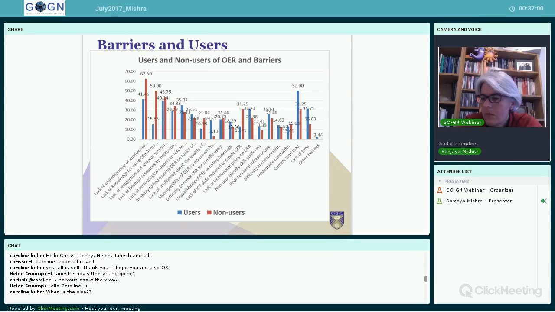But the users always have a lower perception of barriers about OER, except in a few cases. For example, users have indicated barriers on lack of technical support, lack of institutional policy, and lack of time and current workload. So those who have used OER see that these are the barriers, whereas those who have not used OER before just said that all those things are barriers. So in order to mitigate barriers for users, we can focus on the users' part: they need technical support, they are asking for institutional policy to be there, and they are talking about their current workload and time issues.